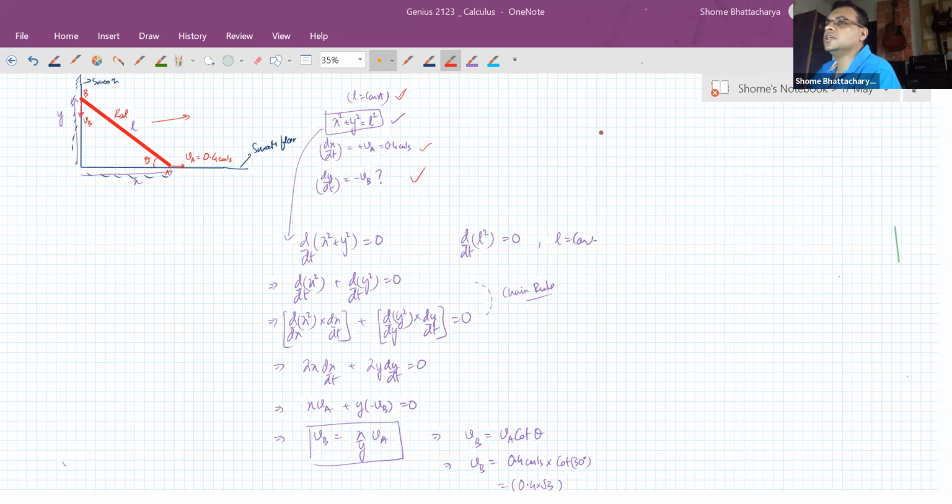Yes, the reason is like this: the direction of VB is such that the quantity y is decreasing with respect to time, whereas the quantity x is increasing with respect to time. So that's why dy by dt is the negative of that rate at which y is decreasing, whereas dx by dt is a positive rate, so it's plus VA. Okay, is this point clear, beta?